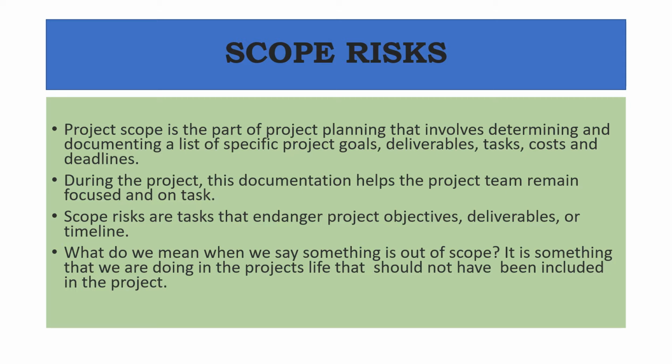Well, scope risks are the tasks that can endanger project objectives, deliverables, or the timeline, etc. And when we say something is out of scope, it's something that we are doing in the project's life cycle that shouldn't have been included in the project. So when we do something that is not included in the project plan, then the scope risk comes in.